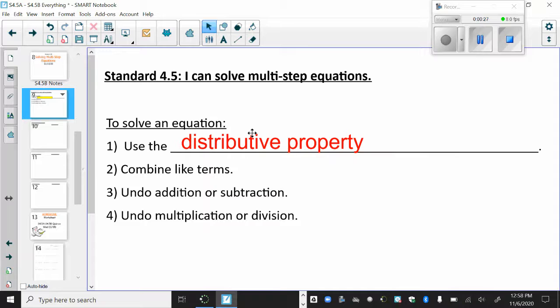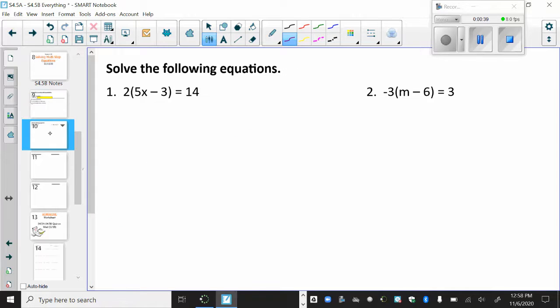So 1, use distributive property. 2, combine like terms. 3, undo addition and subtraction. And 4, undo multiplication and division. We're going to take the 3 things we did yesterday and add distributive property at the beginning. So let's take a look.